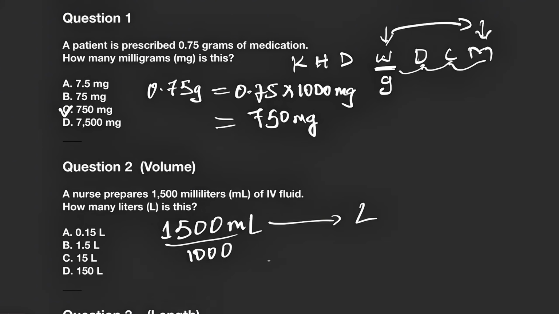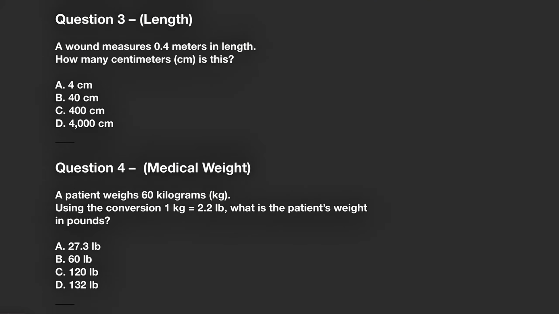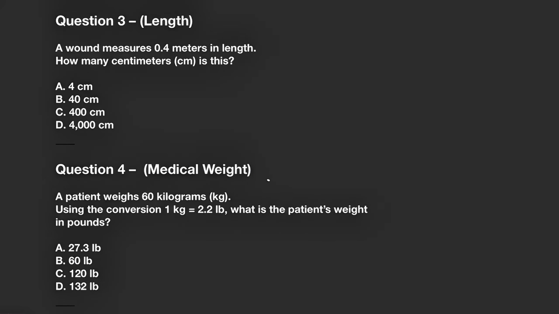So it implies that 1500 milliliters is equal to, when you divide that, you have 1.5 liters. So the answer is going to be B. All right. Now let's look at question 3.